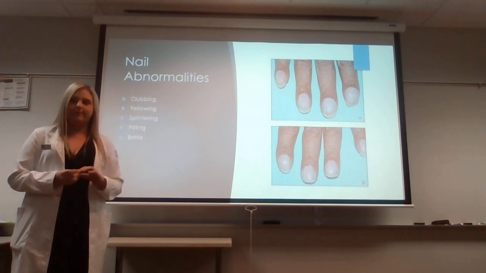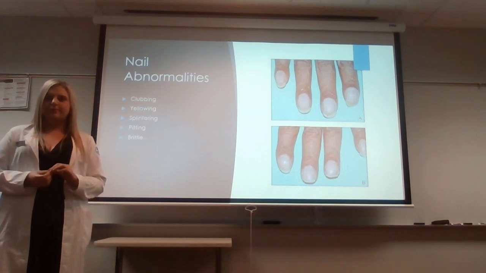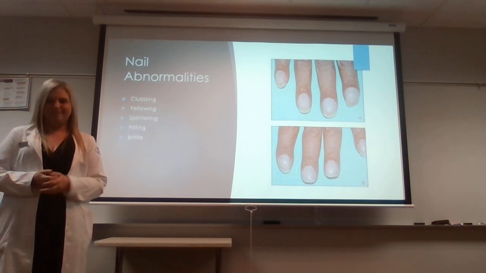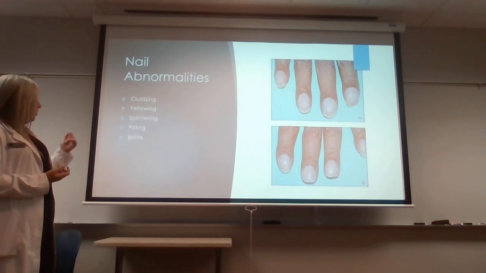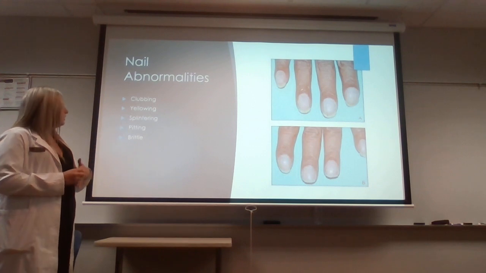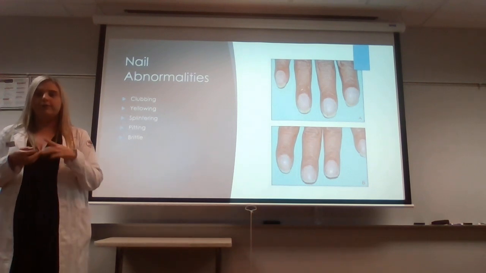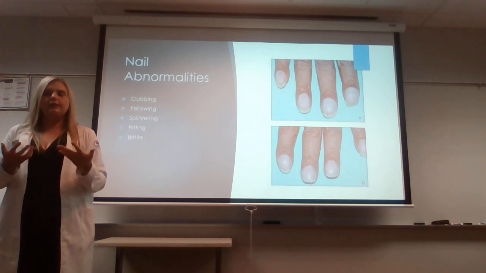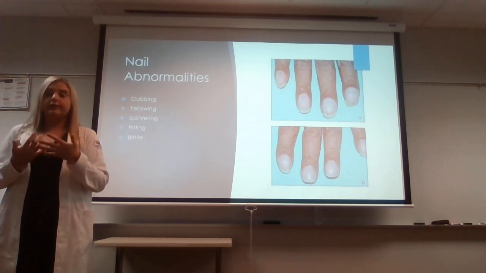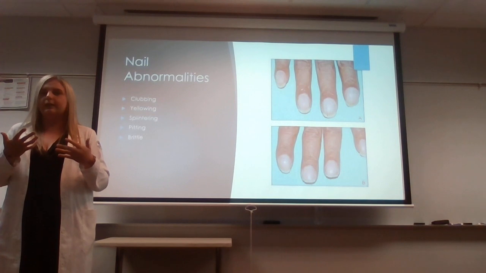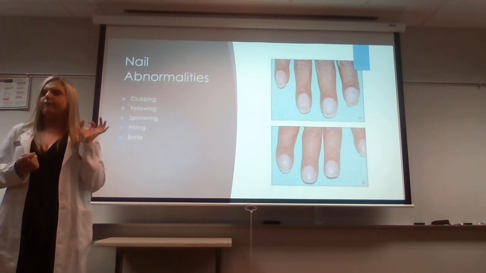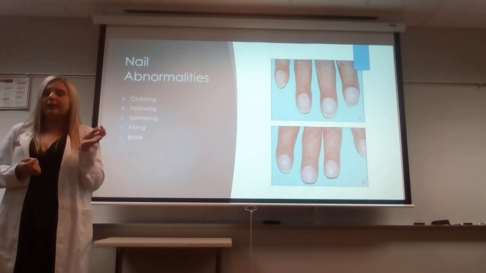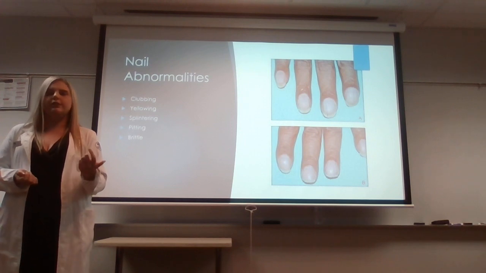They almost look like a yellow, almost kind of like a bark. So yellow, splintering, brittle. It's like they are so easy to break. And that honestly is a little surprising sometimes, because when you look at some of these patients' nails, they look like they're thick, but they're still brittle. They're still very easy to break.